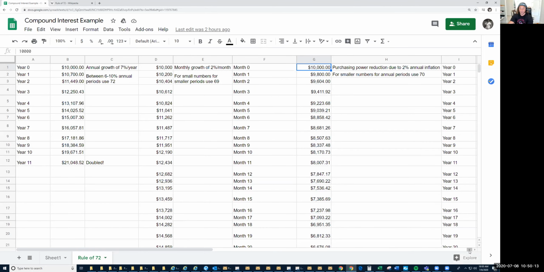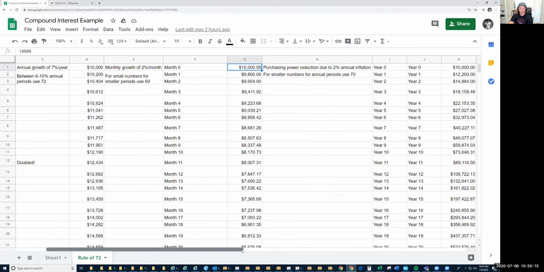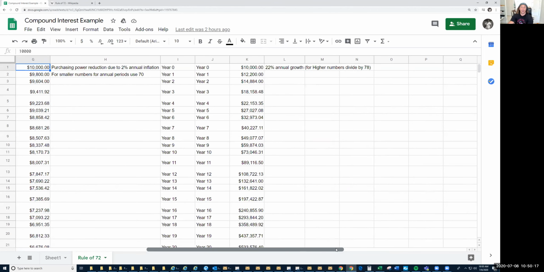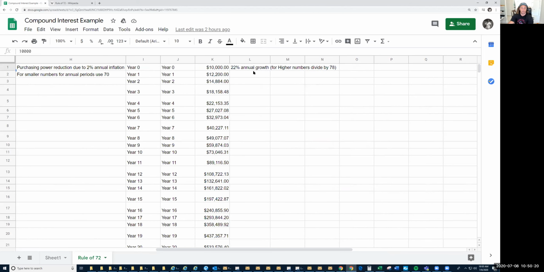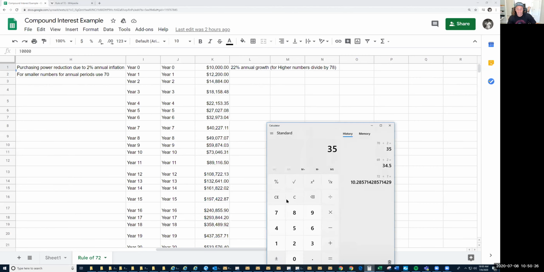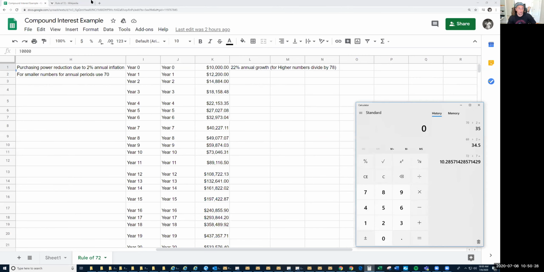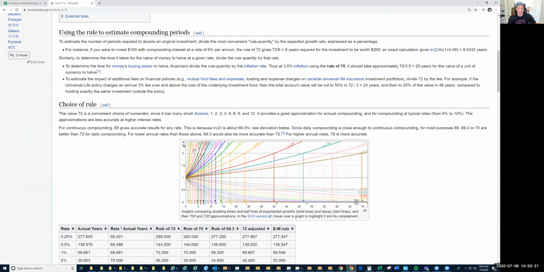And then let's just take one more look at another example. Here's a very high growth. Let's just assume you bought some Tesla stock and you're going up like 22% growth. So we want to use 78, which is closer to the equation. Because remember, if you look at the equation, it's kind of neat. You look at this graph.